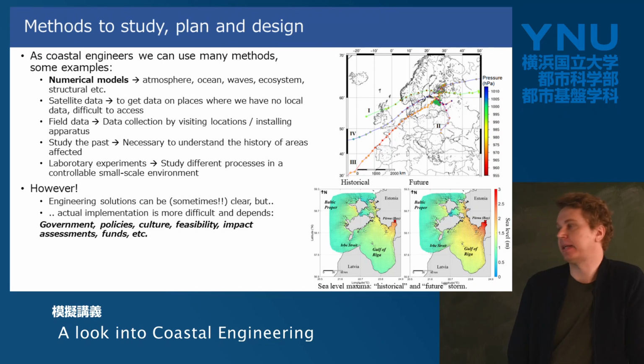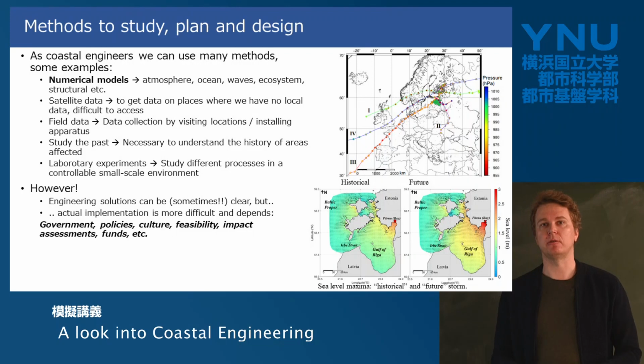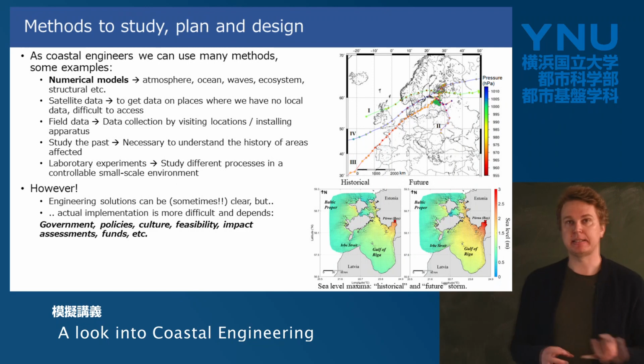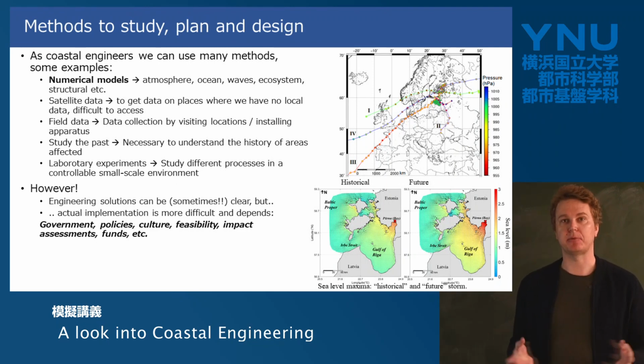And there are many methods to study these things in coastal engineering. We use various types of methods, numerical models. We try to model or simulate the atmosphere, the ocean, waves. Satellite data, as we just talked about, for water quality or for use in areas where we don't have data. Field data, where we go and take the data ourselves and collect it. We also very much need to study the past. Understanding the past in any location is very important. And there are also laboratory experiments.